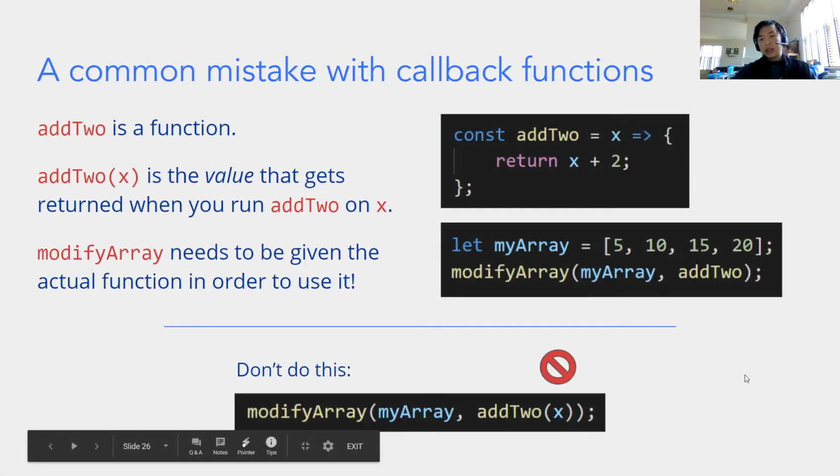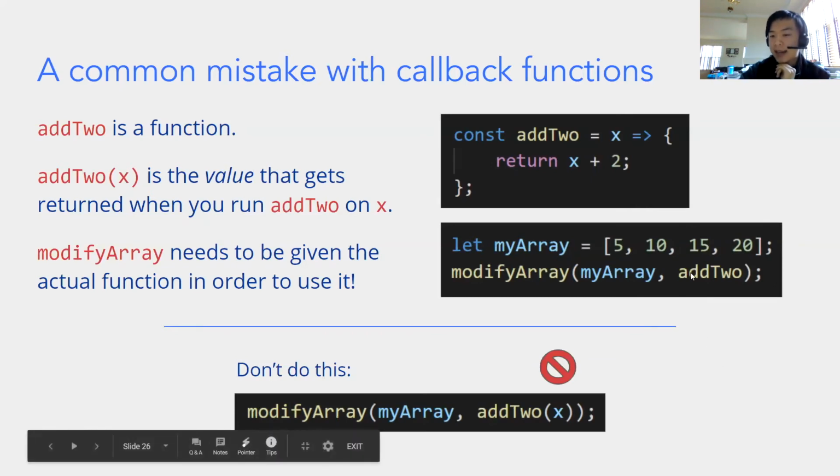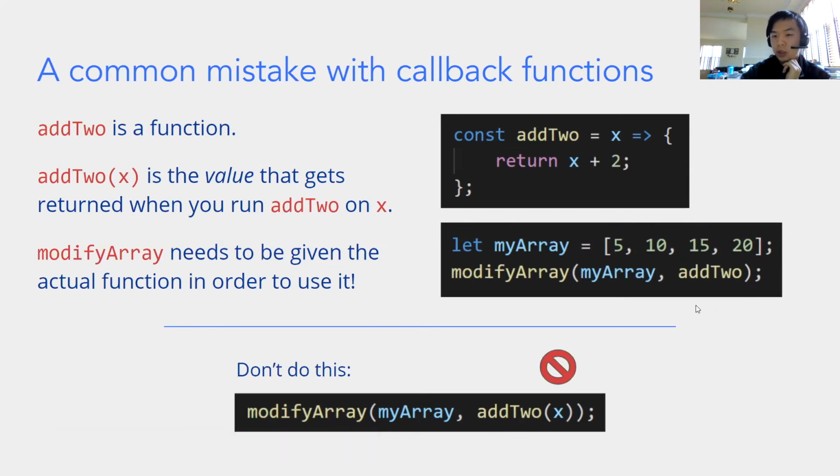That might feel like it makes sense, maybe from a math perspective. We think, oh, f of x is the function. In this case, the name of the function is add to, so that's what we want to pass in. Modify array needs to actually be given the name of the function in order to use it when it wants. So be careful about this. This is a common mistake that is made. So remember, all you're giving here is the name of the function. Does that make sense?